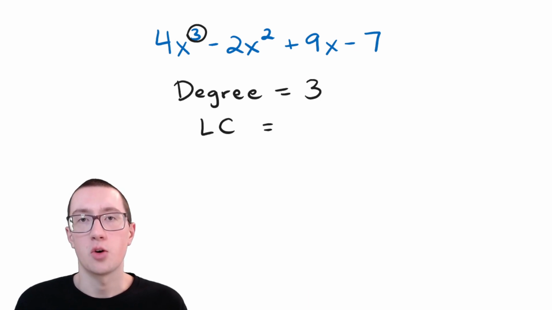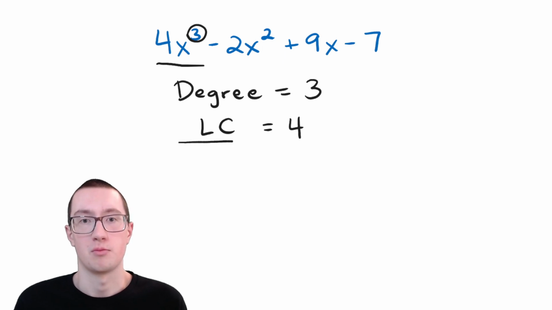Now what about leading coefficient? Well, that's just the number that's in front of the biggest exponent. So in this case, here is our term that has the biggest exponent, 3. So the number in front of it is 4. So our leading coefficient is 4. That's it. That's all you need to know.